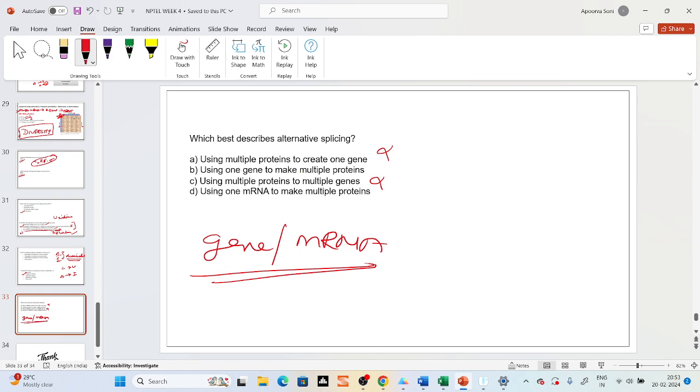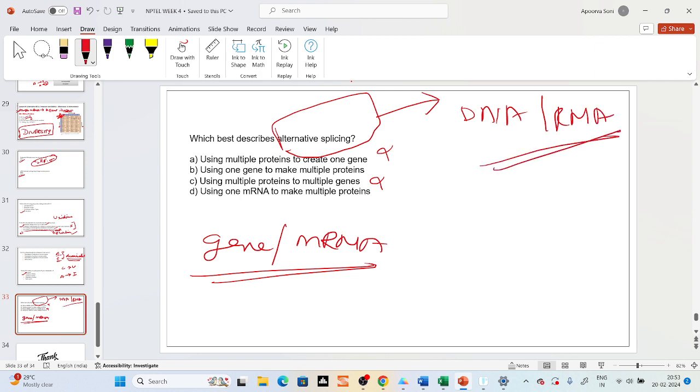So, when we talk about alternate splicing, what are we talking about? We are talking about a phenomenon that occurs at a DNA level or RNA level. Tell me, does this phenomenon occur at DNA level or RNA level? RNA, ma'am. RNA level. So when this phenomenon occurs at RNA level, can we use the term gene over here? No, because the term gene would be used when we describe anything at the DNA level.